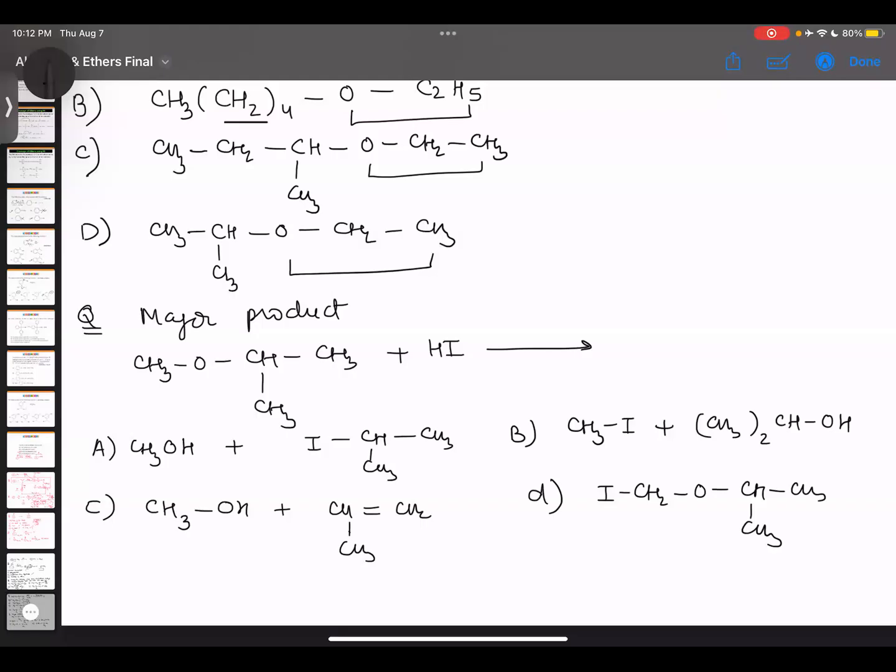So an SN2 reaction will occur. Because this is primary, this is 0 degree basically, and this is secondary, both will not form a cation. Tertiary can form a cation easily. So I minus is going to come and attack on this. Right? It will be SN2. So if it is SN2, CH3I, and you will have this. B is the correct option.